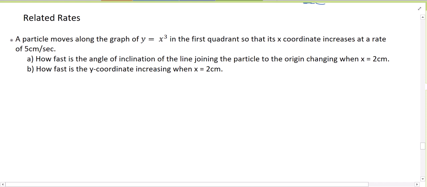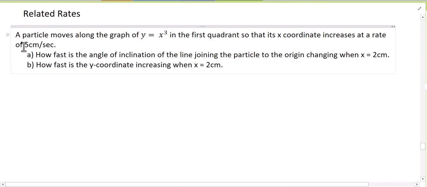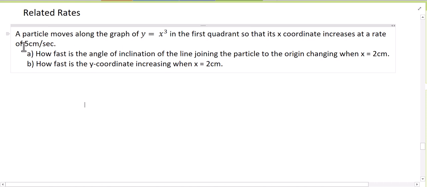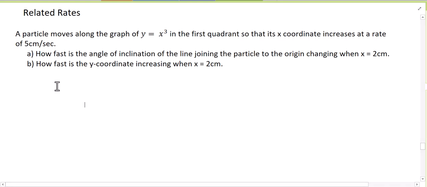So a particle moves along the graph of y equals x cubed in the first quadrant so that its x coordinate increases at a rate of 5 centimeters per second. And then the first question is, how fast is the angle of inclination of the line joining the particle to the origin changing when x is 2 centimeters? All right, so here's our first question.